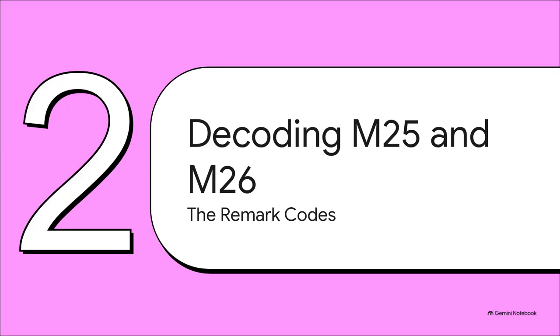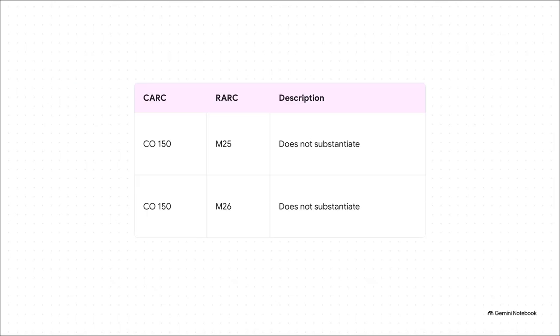All right, moving on to Section 2. Let's decode remark codes M25 and M26. And this brilliantly illustrates exactly how payers communicate their issues with your claim. When you get hit with claim adjustment reason code CO150, you are almost always going to see it paired or crosswalked with remark codes M25 or M26.